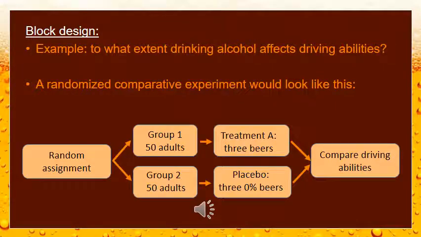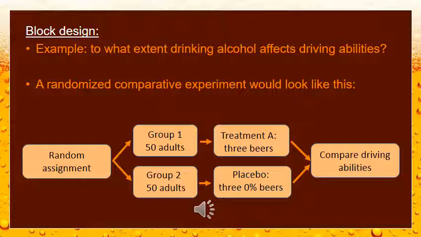But before seeing a diagram for a block design, I will remind you what is a randomized comparative design. For example, if I have the following research question: to what extent does drinking alcohol affect driving abilities? That's an interesting research question, and I could answer that question by doing a randomized comparative experiment, the type of experiment you have learned in chapter 5. It would look like this.